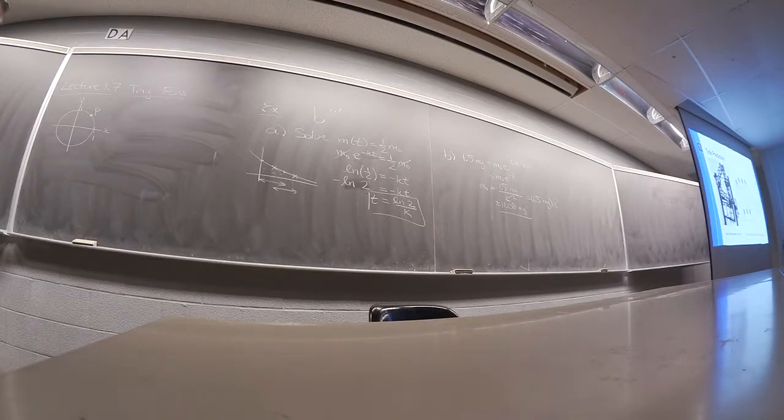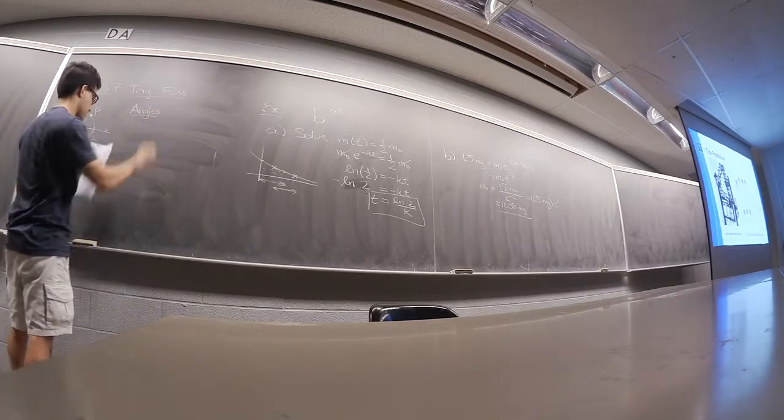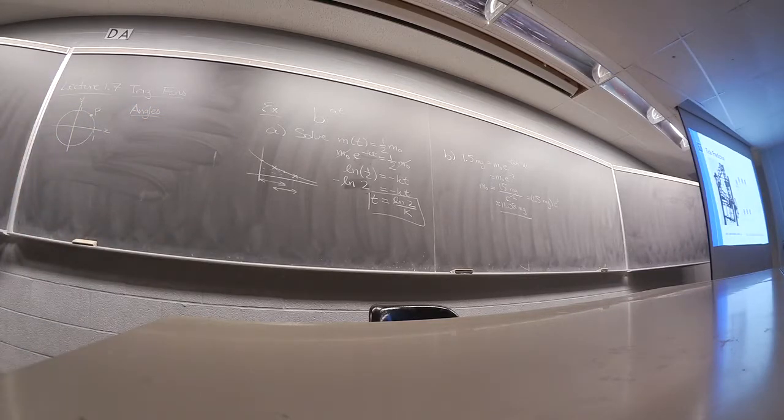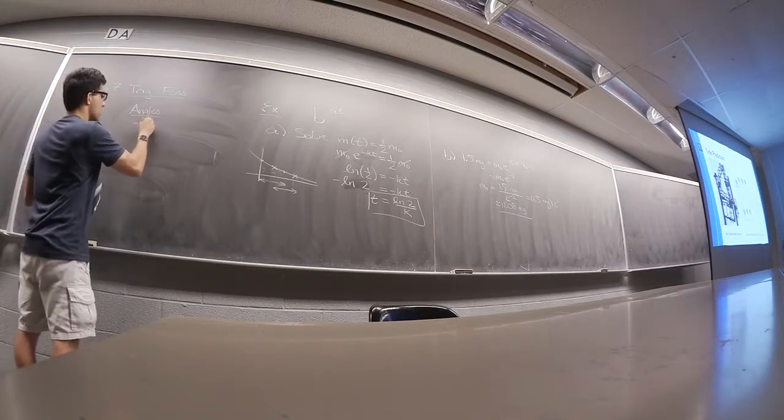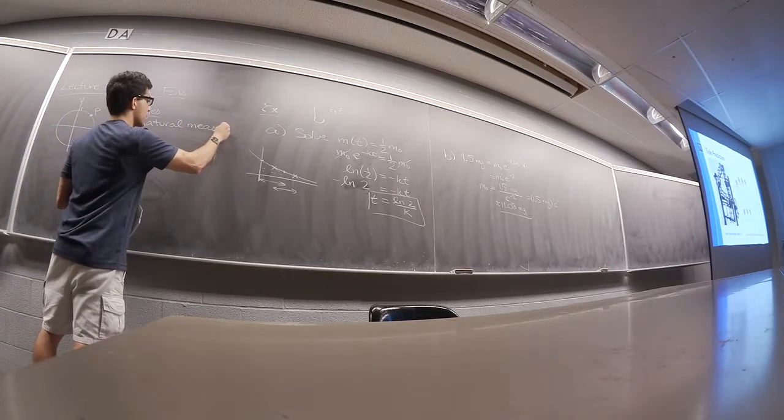Okay, so let's talk about angles. You can measure these in degrees, which is a fairly crappy way to measure them. In a full circle, there's 360 degrees. But again, that's a weird way to measure things. So there's a more natural way to measure things, which is the radian. So the natural measure of angles is the radian.